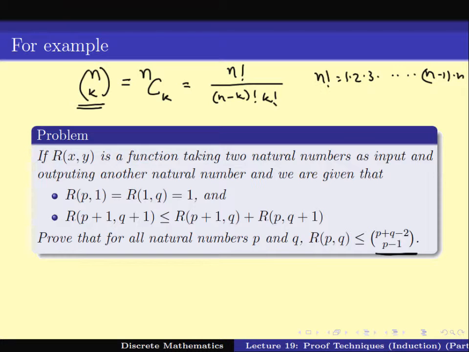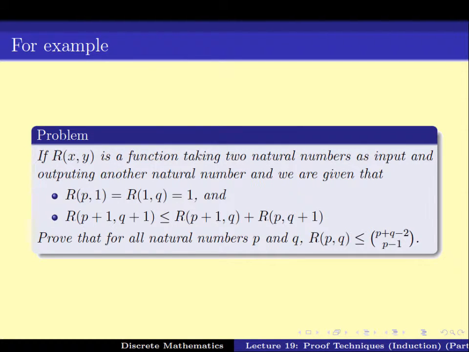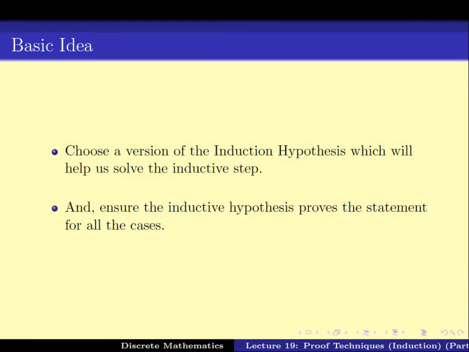Now as you can see here, there are two different parameters, namely P and Q. Now which one do you induct on? Or in other words, which one do you use to split up the problem into cases? For solving any problem in induction, the basic idea is to choose a version of the induction hypothesis which will help us to solve the inductive step. Number one, we also have to ensure that the inductive step proves all the cases.